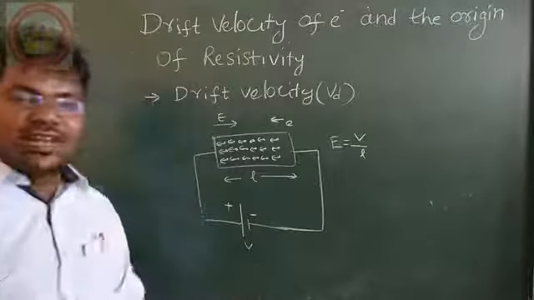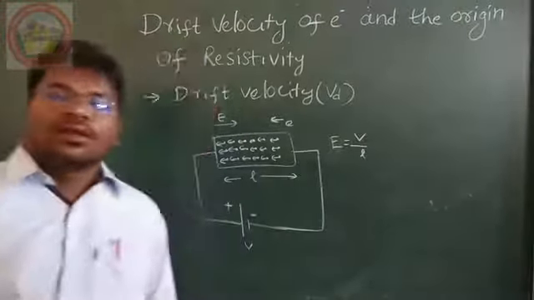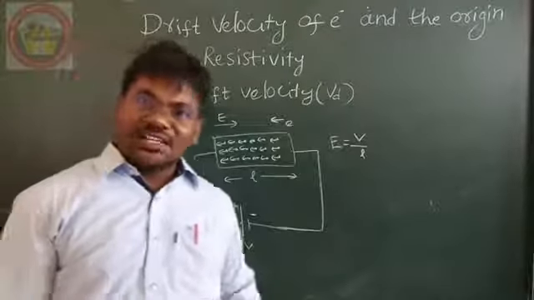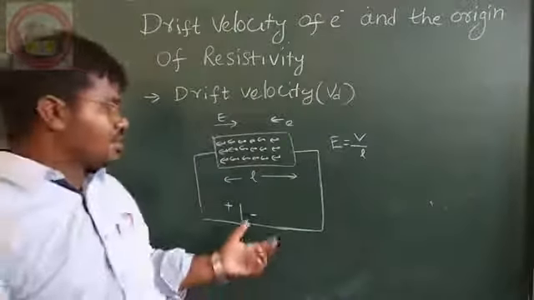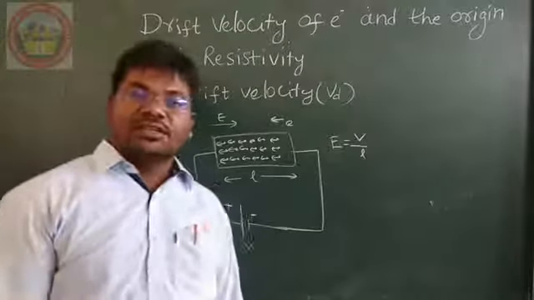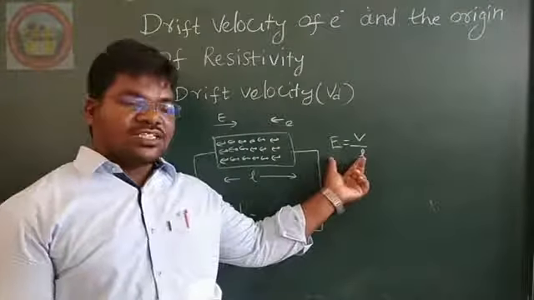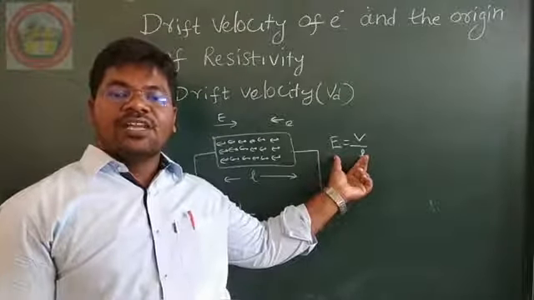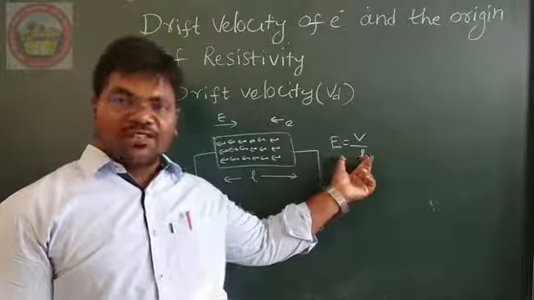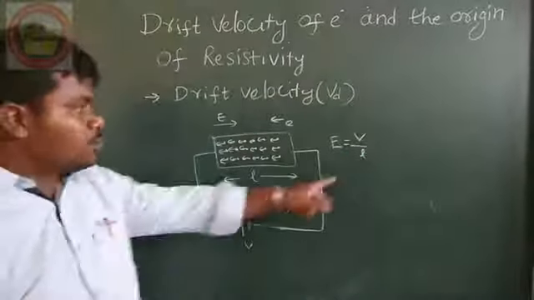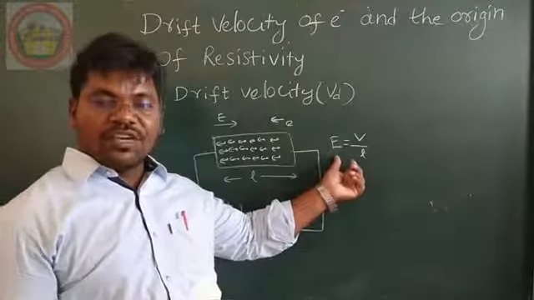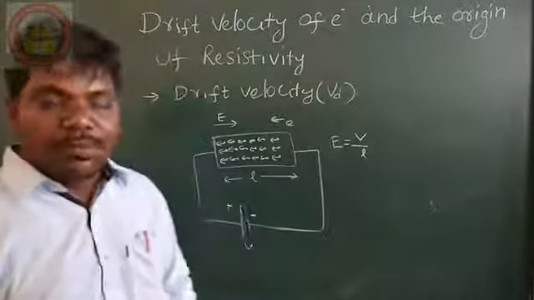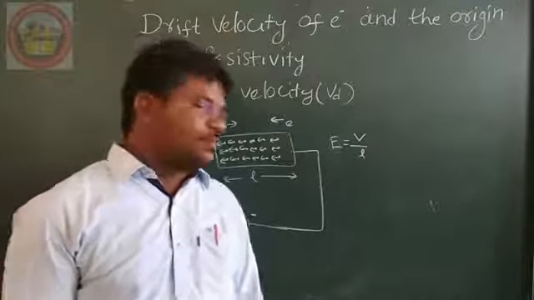We know that a cell is a device which converts chemical energy into electrical energy. This electrical energy produces an electric field. We can say that the electric field is the potential gradient, the potential applied between 2 points of unit length wire. So this potential causes the electric field. This electric field causes the electrons to drift from one point to another point.